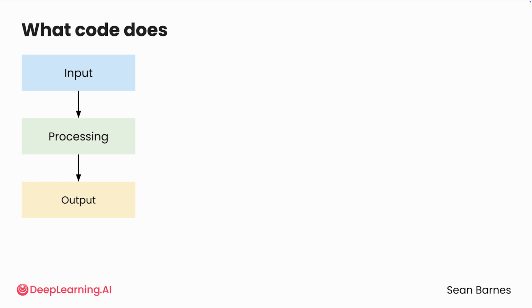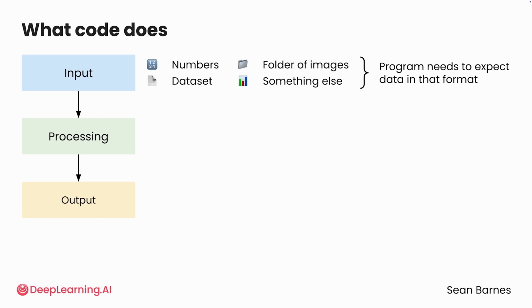The input can appear directly in your code, like the 3 numbers you saw earlier, it can be a dataset, a folder of images, or something else. Your program will need to be written to expect data in that format. The processing step happens when you run code on the input. You've written some commands for the computer, and once you run those commands, the computer will execute each of them step by step. Processing can get quite mysterious.